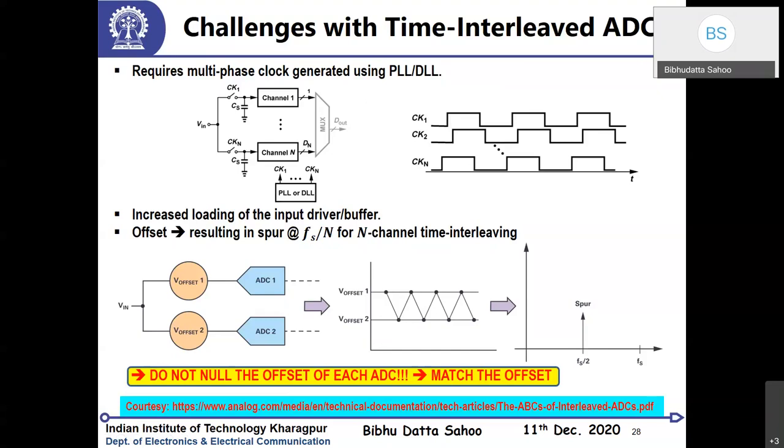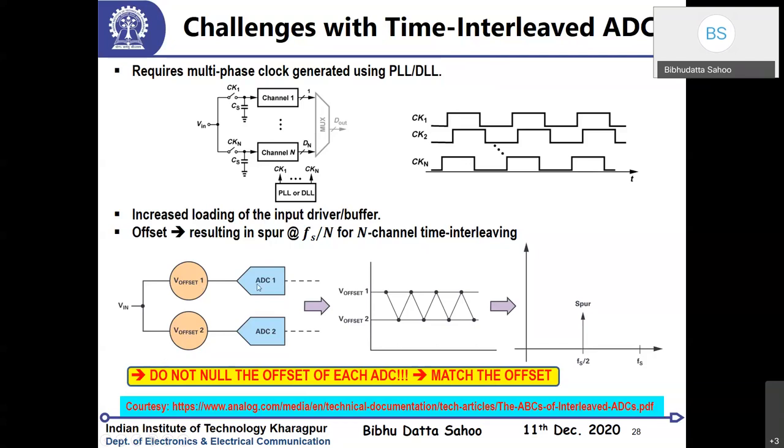Now, if there are too many ADCs, then the low noise amplifier bandwidth gets compromised, speed gets compromised, characteristics might get compromised. So you might need an additional buffer so that the LNA performance is maintained, noise figure is maintained. So that adds to power and all other things. So that's why we say that increased loading of the input buffer driver. Okay. Now, other challenges are if there is an offset.